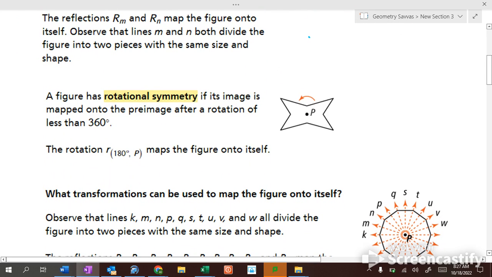Rotational symmetry is when a figure is mapped onto itself with a turn of less than 360. Because if you make a full turn of 360 degrees, it's not symmetrical. If you can only make a turn of 360, then it's not symmetrical. But if you can turn it anything less than 360 degrees and it's on top of itself, then it has rotational symmetry.